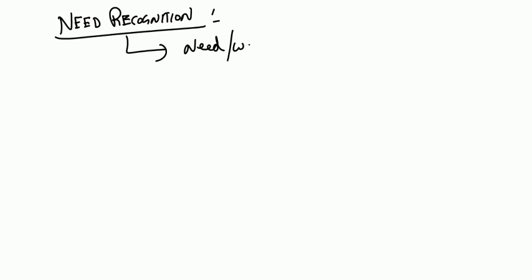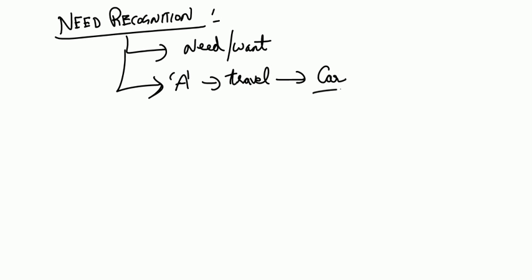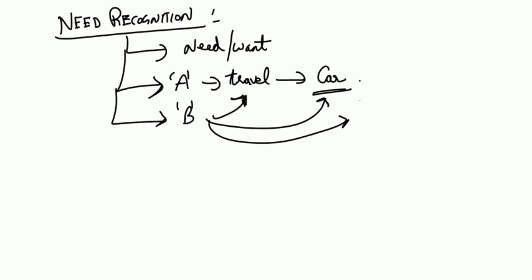Now let us see about the first step, that is need recognition. Any decision of a buyer depends on the need or want that he has for the particular product or service. Without any necessity to buy it, a buyer will not buy a product. For example, if a person A wants to travel frequently, he might decide to buy a car. If a person B does not have a necessity for traveling frequently, he might not go for a car, but he might go for a service like a taxi or some van service.